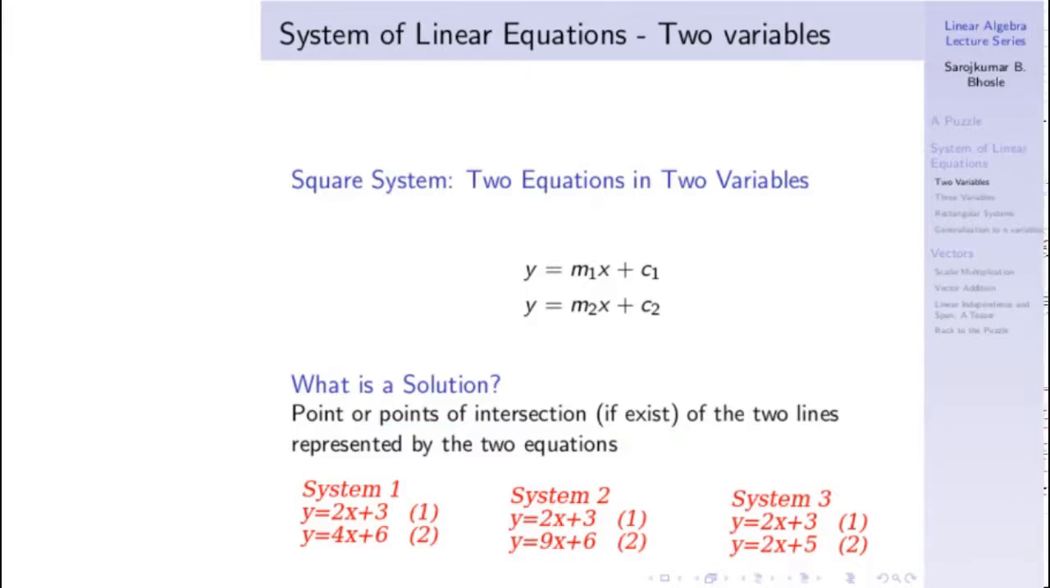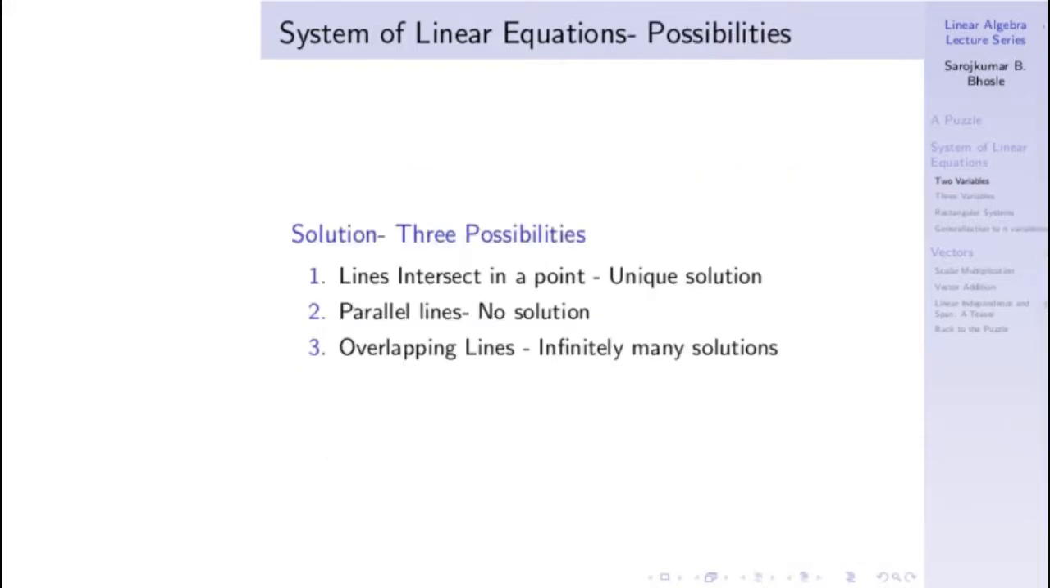Before proceeding further, I want you to stop at this point and try to solve these three systems of linear equations, and then we'll discuss the nature of the solution. I hope that you tried to solve the equations. Now let's discuss what possible natures of solutions may exist. Solutions have three possibilities.